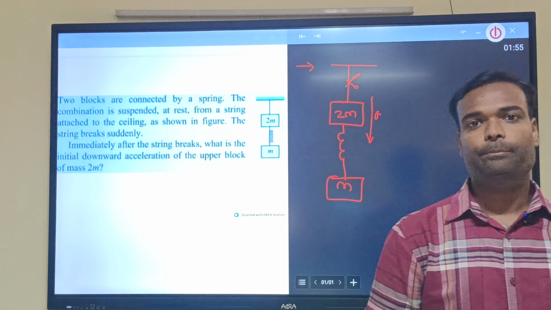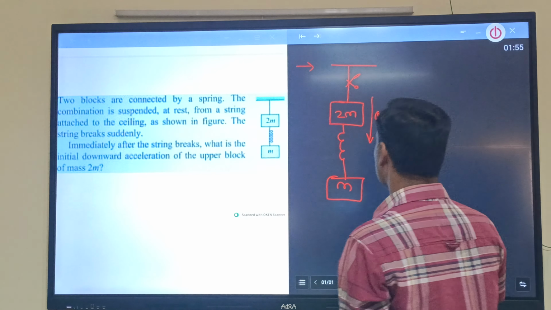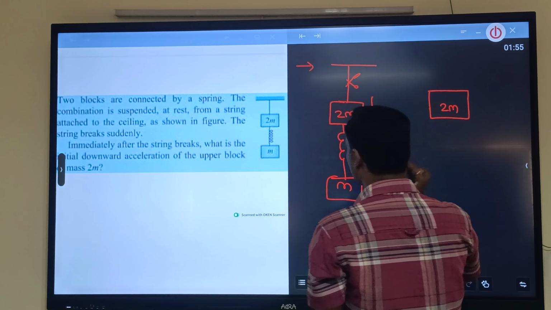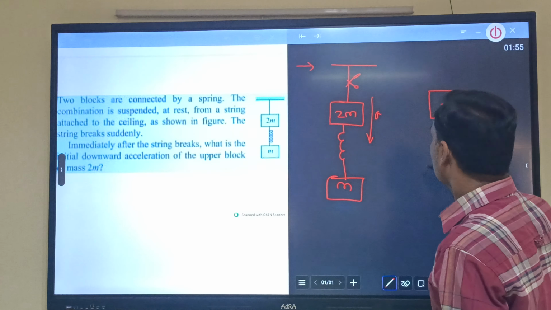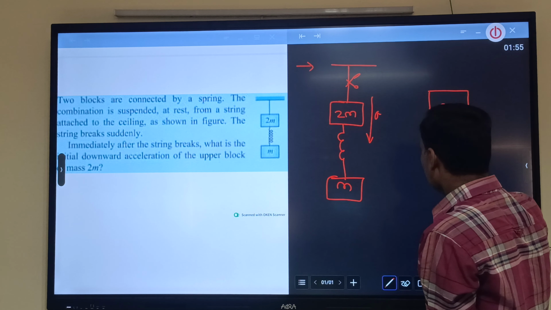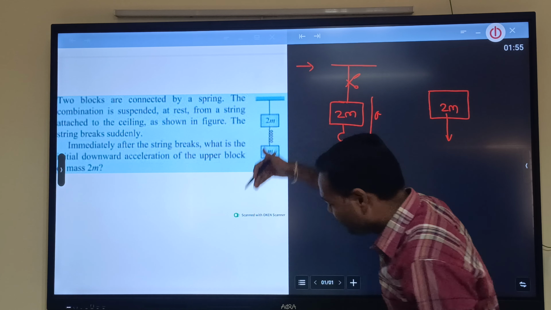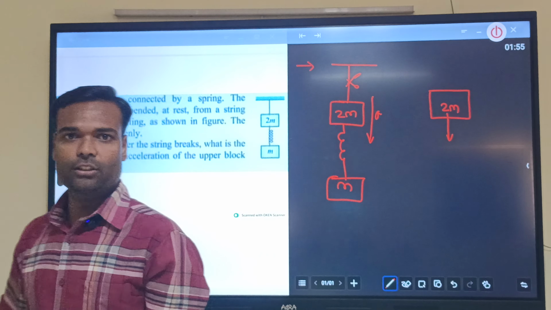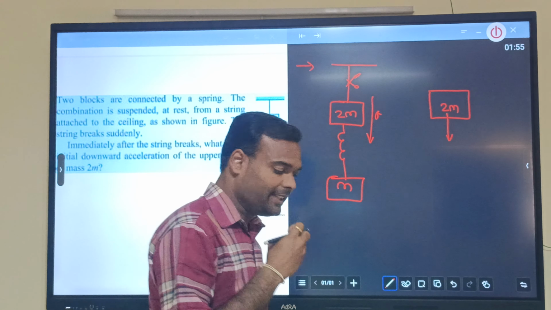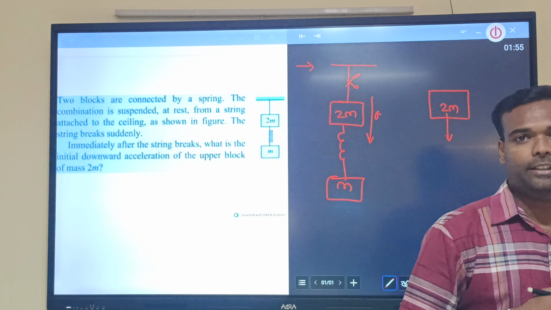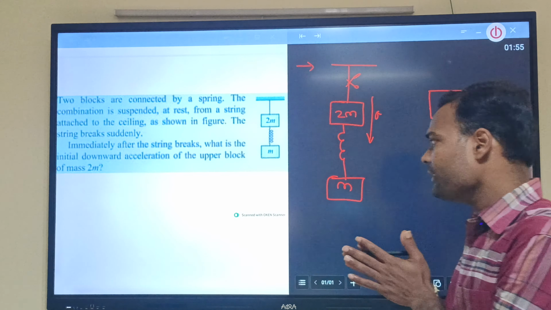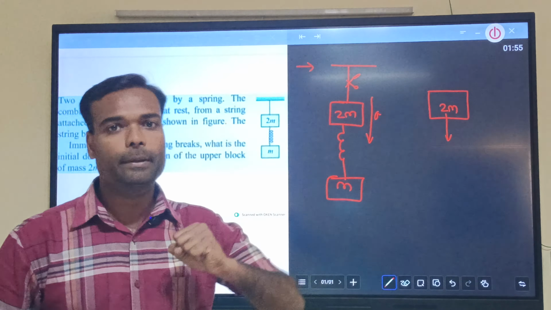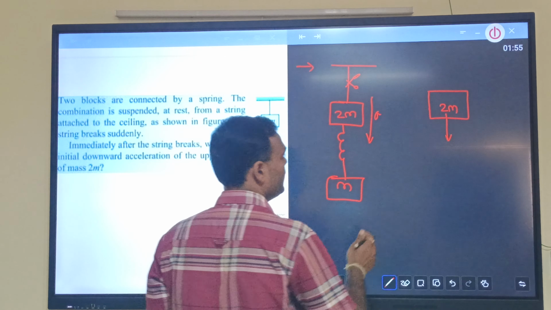You have to make it a habit of drawing free body diagrams. First of all, let us draw the free body diagram for 2m. See here, 2m, of course this m will move in the downward direction because of gravity. That means at that time the spring will elongate, and whenever the spring is elongating, it tries to pull the object towards its mean position.